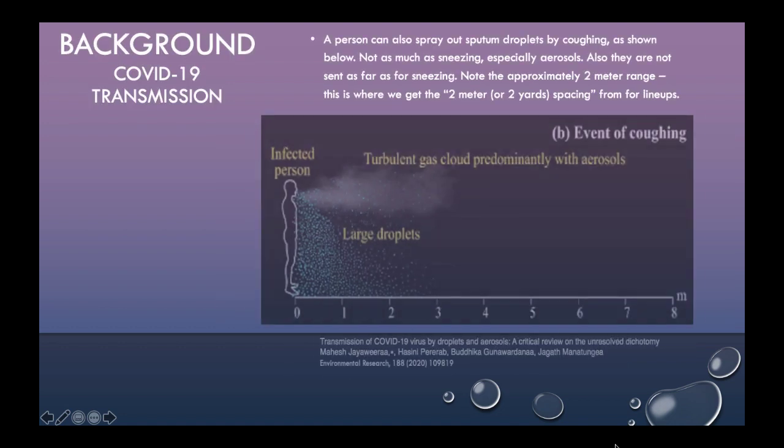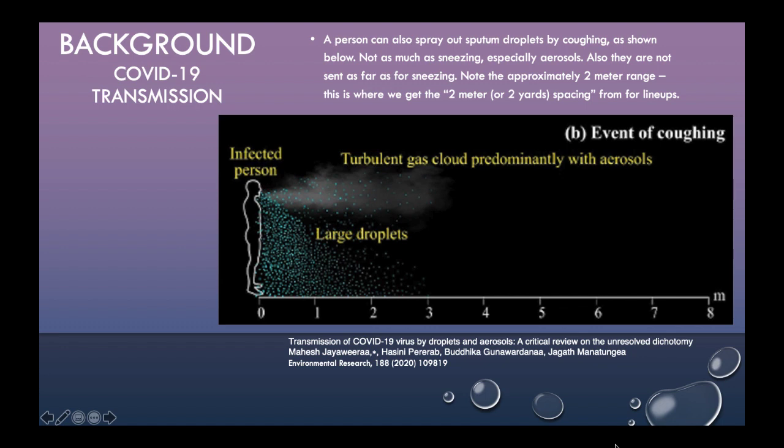A person can also spray out sputum droplets by coughing, as shown below. Not as much as sneezing, especially aerosols. Also, they are not sent as far as for sneezing. Note the approximately 2-meter range where things start to drop off. This is where we get the 2 meters or 2-yard spacing for lineups.